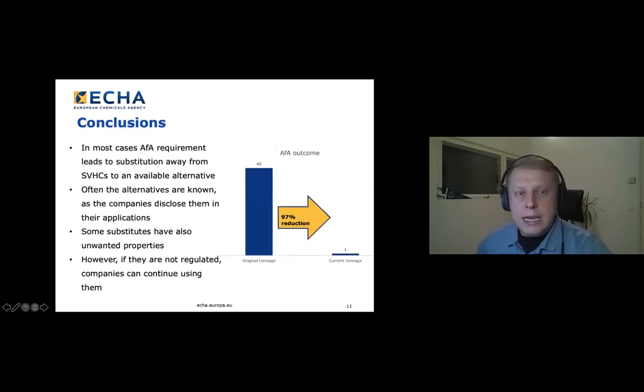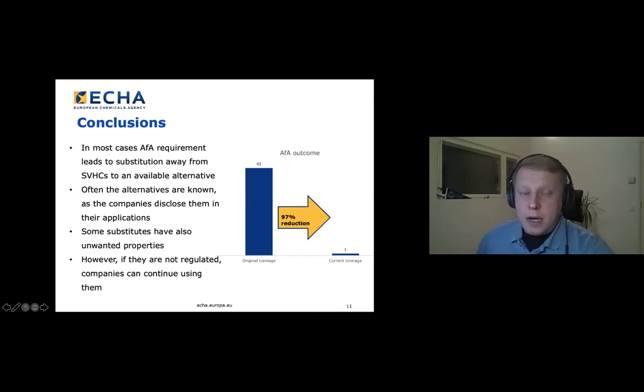Okay, so in most cases, the authorization requirement leads to substitution away from substances of very high concern to an available alternative. As you can see in the graph to the right, the original tonnage was about 42 kilotons. And at the moment it's 1 kiloton. So it's like a 97% reduction.